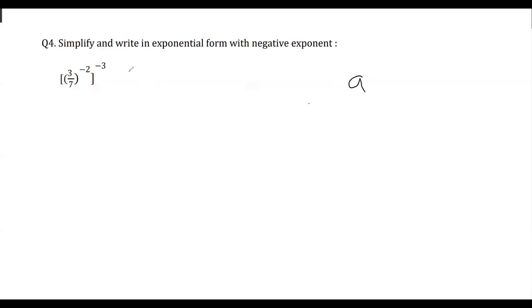The question here is about power over another power. Like a raised to the power m whole raised to the power n. The law says it should be a raised to the power m multiplied by n. Now applying the same concept here, I can say that this is 3 by 7 raised to the power, power over another power is power multiplied. So it's going to be minus 2 into minus 3, that is equal to positive 6, right? Minus 2 multiplied by minus 3 is positive 6.